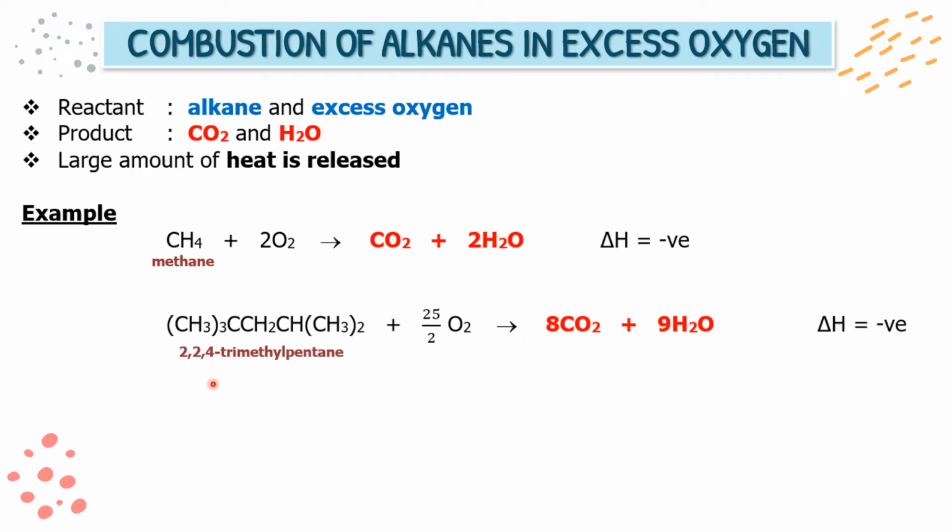Same goes kalau saya ada dekat sini 2,2,4-trimethylpentane. Again, react with oxygen to produce carbon dioxide and water. Delta H akan jadi negatif juga. So awak akan balancekan equation. Okay, awak akan kira lah berapa bilangan carbon, hydrogen and oxygen.